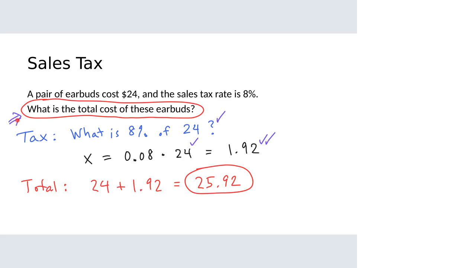Oh yeah, what's the total cost? So I'm not done yet. I've got one more thing to do here to get the total cost, and that's add the original price plus the sales tax together. Hopefully that makes sense.